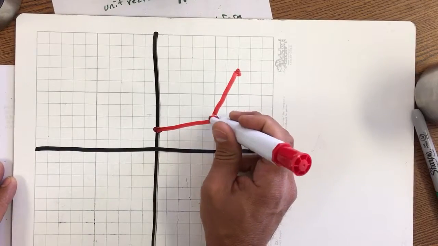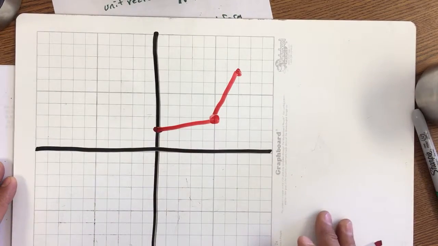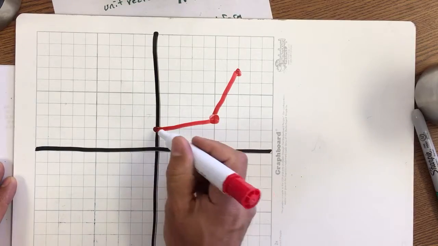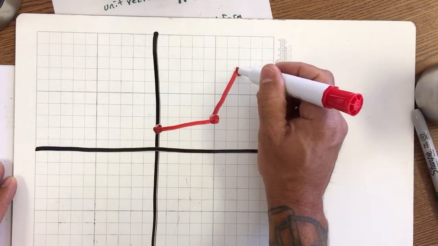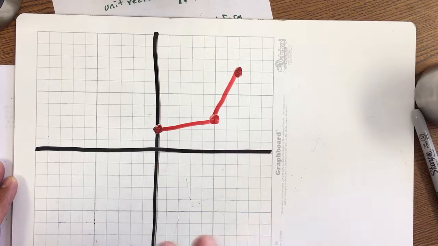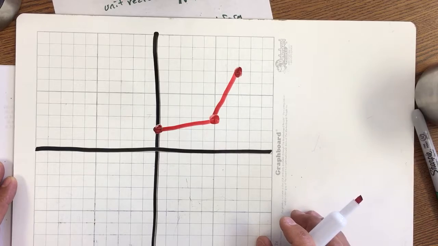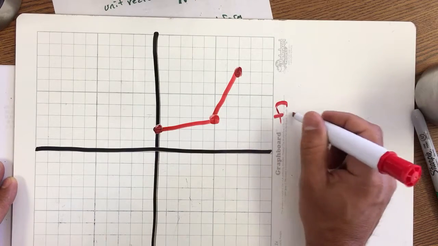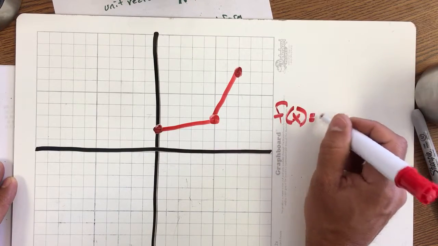The first thing that's going to happen is I notice where it connects is a closed circle, where it starts is a closed circle, and where it ends is a closed circle. So that means that all of my wins are going to be less than or equal to. So that's irrelevant for what I'm doing right now. First, I'm going to find the rules.